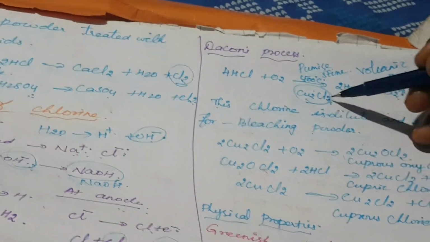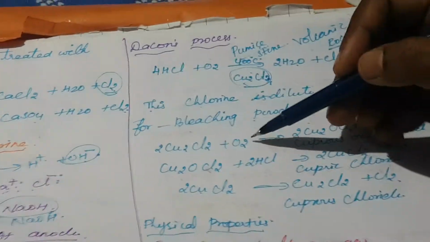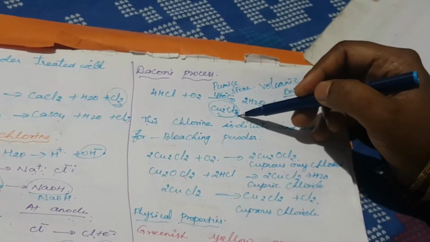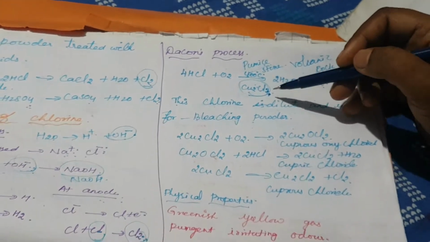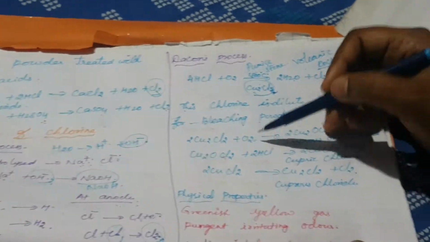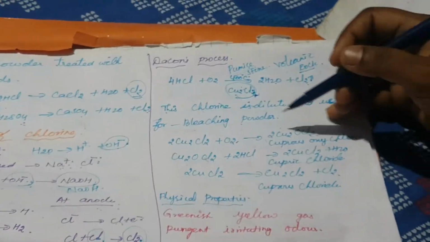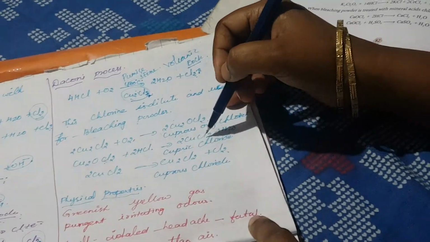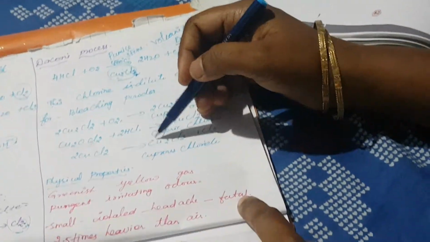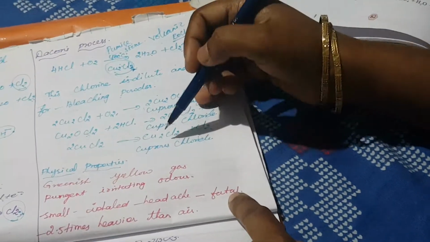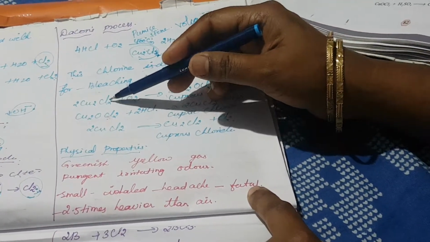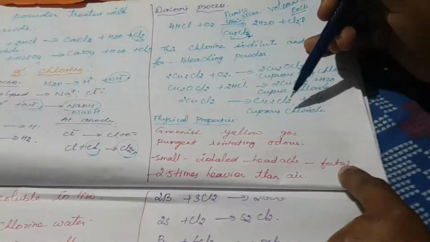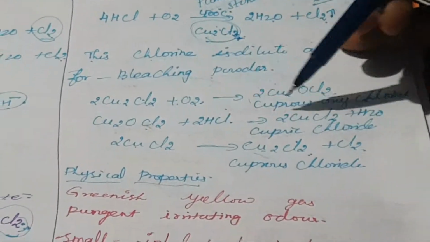What reactions take place with the catalyst? Cuprous chloride reacts with oxygen to form cuprous oxychloride. What is the name of Cu2Cl2? That is cuprous chloride. This cuprous oxychloride again reacts with hydrochloric acid to form cupric chloride, CuCl2. Then cupric chloride dissociates into cuprous chloride, Cu2Cl2. What is meant by catalyst? After the reaction is complete, the catalyst will be regenerated. So the same cuprous chloride will be regenerated. That is the catalytic action.